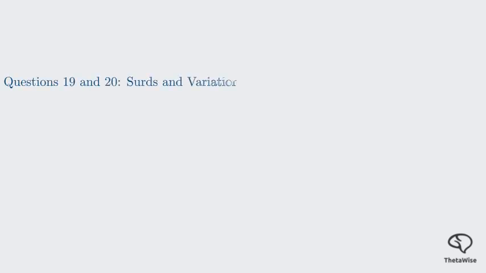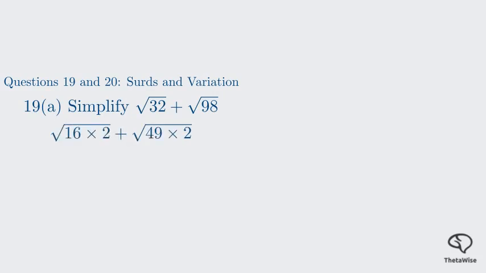Questions 19 and 20 involve surds and variation. Question 19a. Simplify the square root of 32 plus the square root of 98. To simplify surds, we look for the largest square number that is a factor. This simplifies to 4 root 2 plus 7 root 2. Adding these together gives the final answer, 11 root 2.